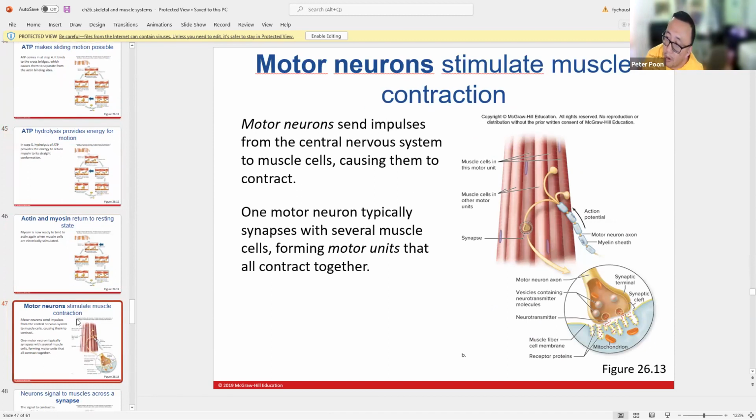A motor neuron is what stimulates muscle contraction, and you can see this motor neuron attaches to different muscle fibers. One motor neuron controls many muscle fibers, and that is a motor unit.